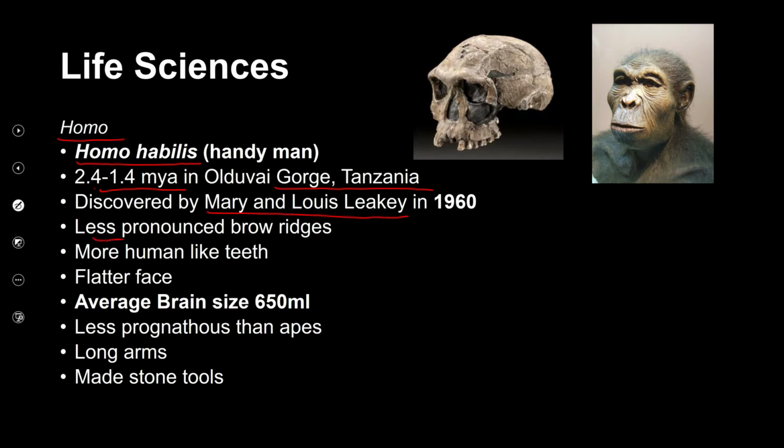What they found is they have less pronounced brow ridges, more human-like teeth, and a flatter face. The average brain size was 650 milliliters, so it's getting slightly bigger. There was a less prognathous face than apes. They had long arms and they made stone tools. So here we can see the brain or the cranium is getting slightly larger. The jaw here is less prognathous. So they were slightly more human-like than the previous species.